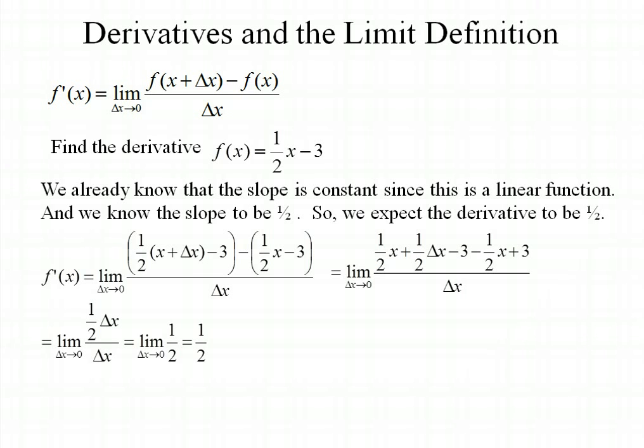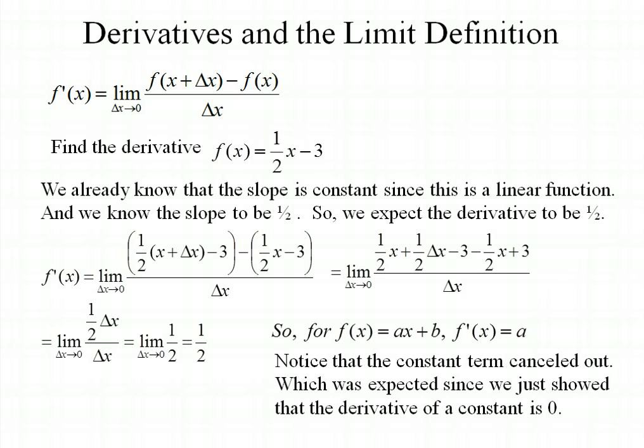And in this case, the delta x's are canceling out. So we just have our limit as delta x goes to 0 of 1/2. Since there is no delta x left, we're just left with 1/2, which is what we expected our slope to be, 1/2 for the linear function. So we could say, well, for any function that is linear, and we'll put it as ax plus b, the derivative is going to be the slope, which is a.